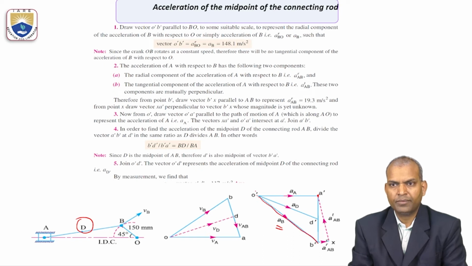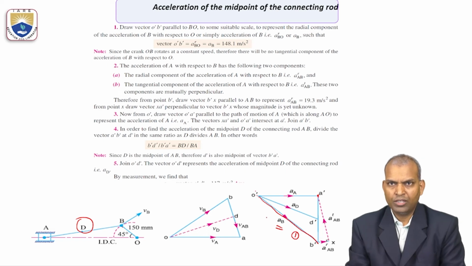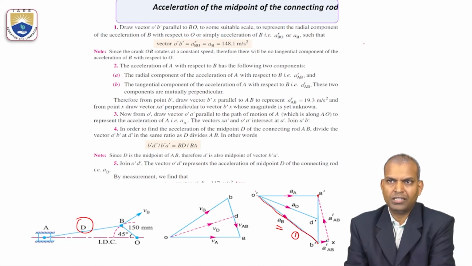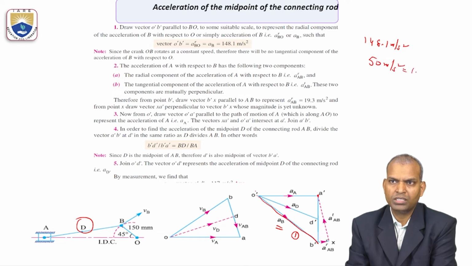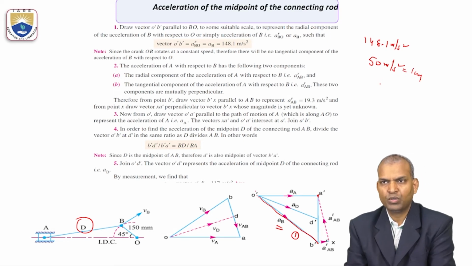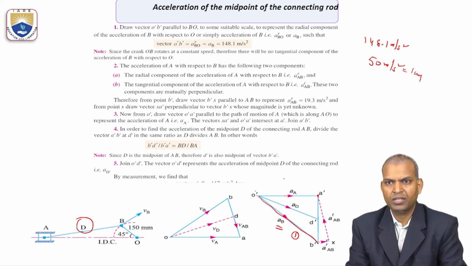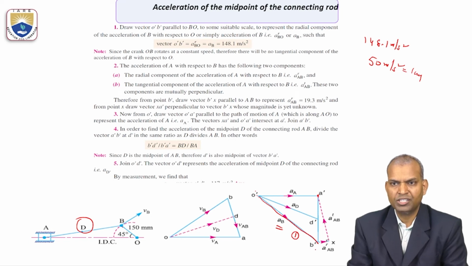That is the first step. Step 1: with known values, you can consider a known scale. Suppose 148.1 meter per second square is there. You can consider 50 meter per second square equal to 1 centimeter vector scale. Then 148.1 comes to 2.96, closer to 3 centimeters. Draw a line O dash B dash of 3 centimeters vector.